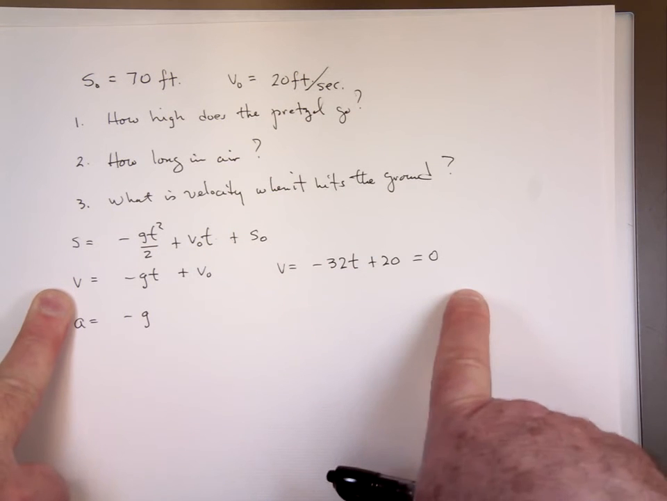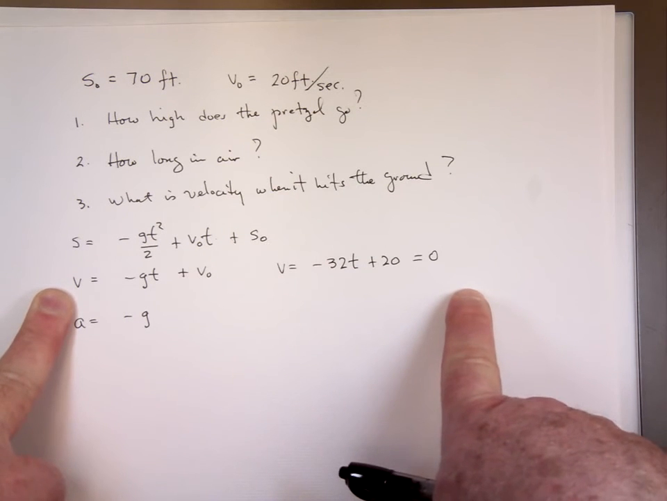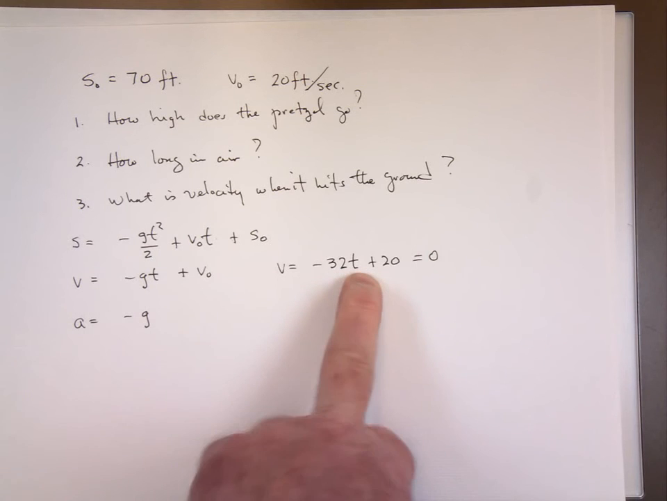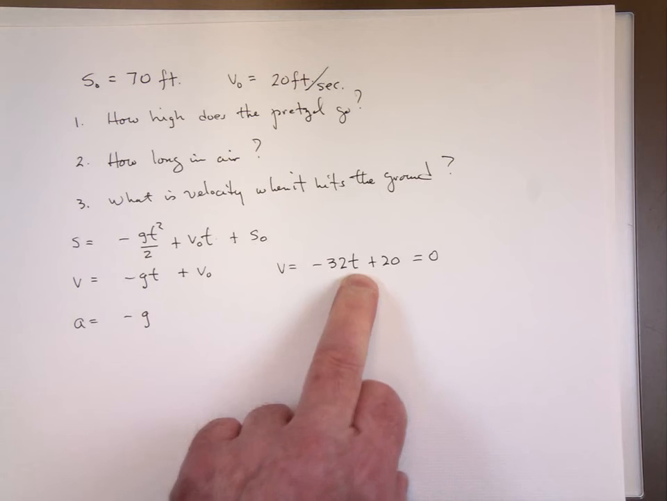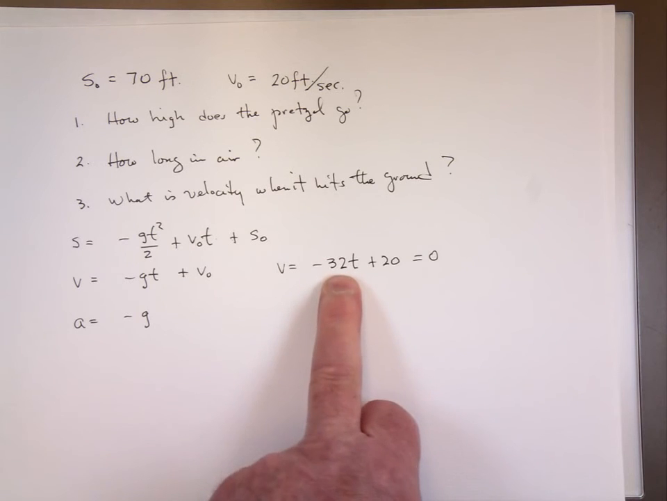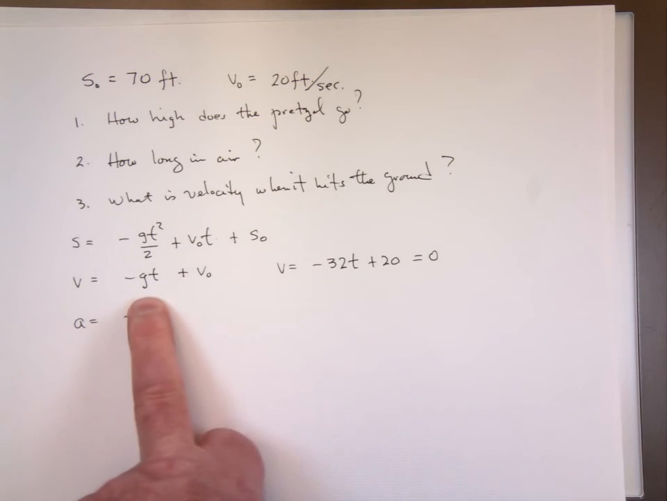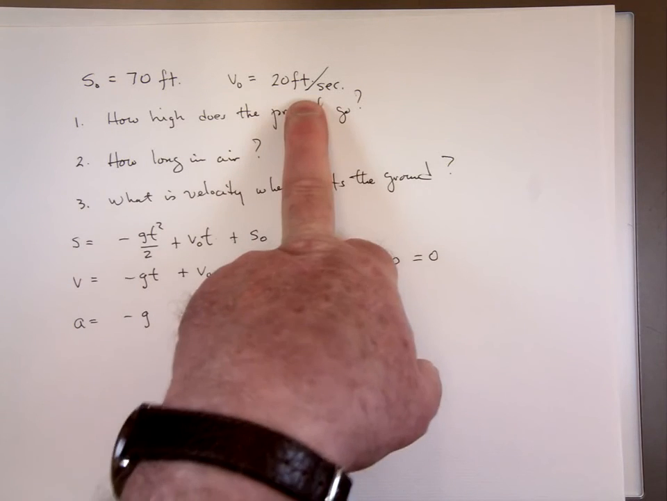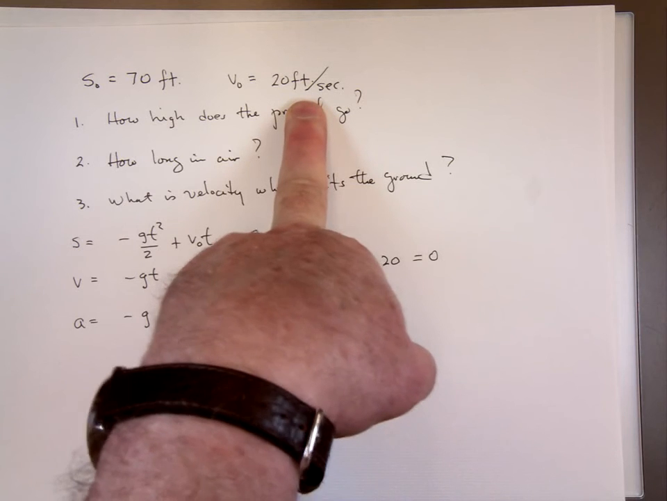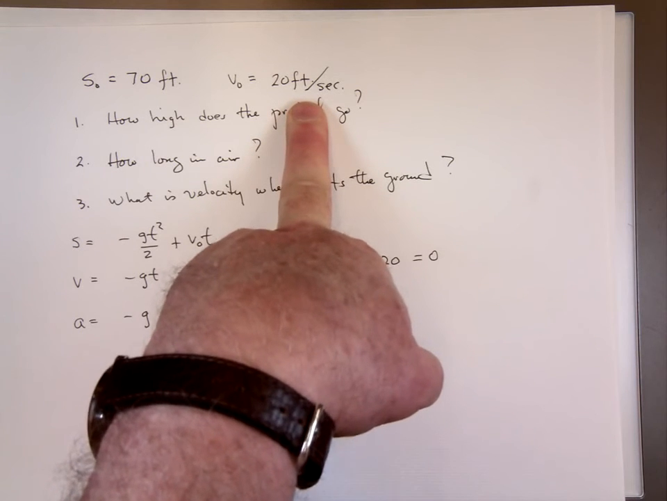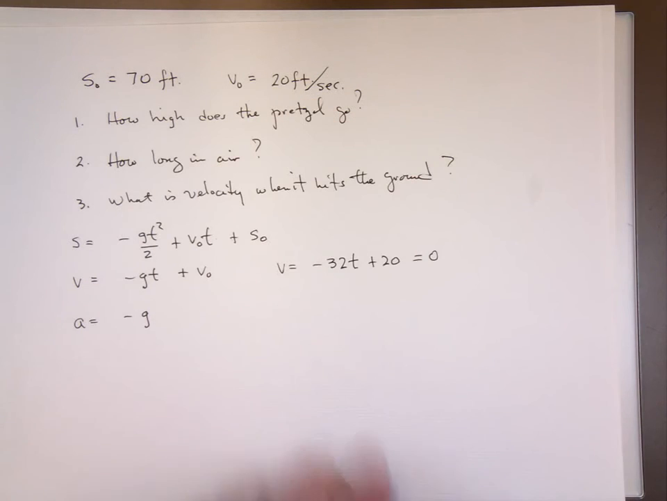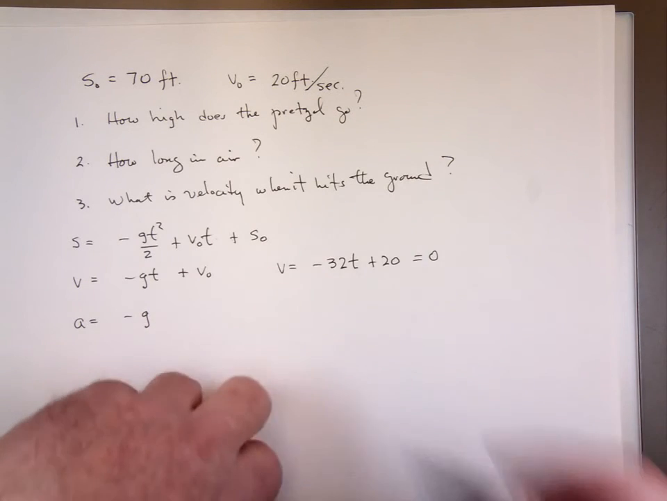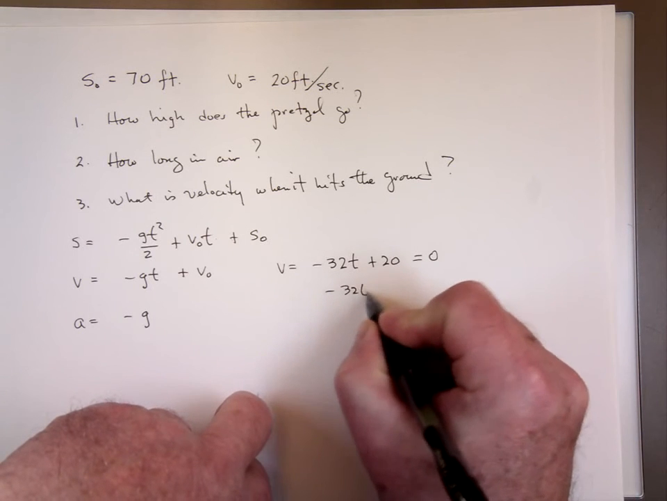All right, now, Carolina, talk to me. How did you get the negative 32? The negative is built into this as far as the acceleration due to gravity. We're in feet per second, and g in feet per second is a negative 32 feet per second per second. If we were in meters per second, it would be 9.8, okay? All right, so let's set this equal to 0, and we'll get negative 32t is a negative 20. t is equal to 20 over 32.